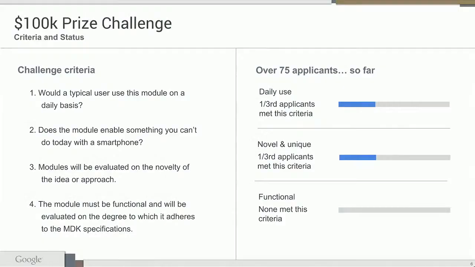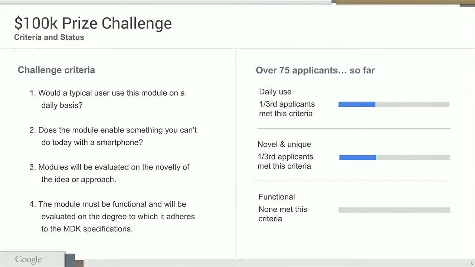And the prize challenge had selection criteria requiring that modules be usable. They should have use cases for everyday use and offer functionality that did not exist previously with mainstream smartphones. We said we would evaluate modules based on the novelty of the idea, and it was also required that the developers demonstrate a functioning module.